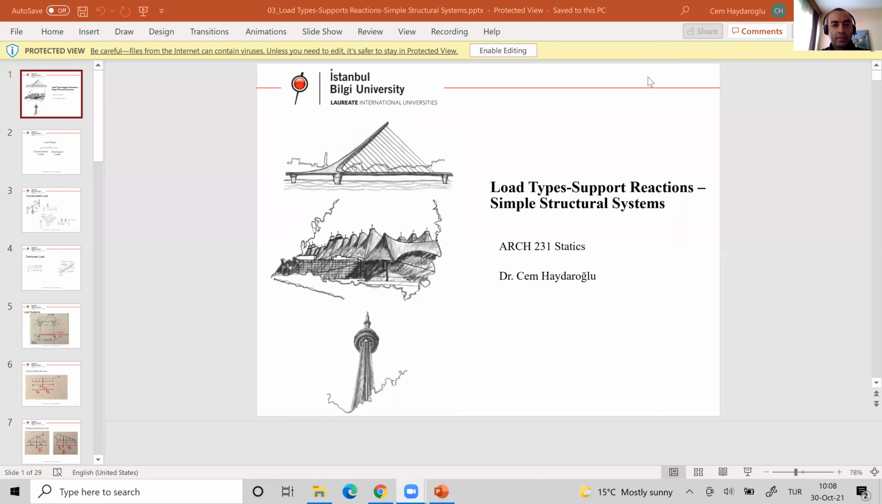Yes, share screen. Can you see my screen now? Yes. Okay, sounds good.